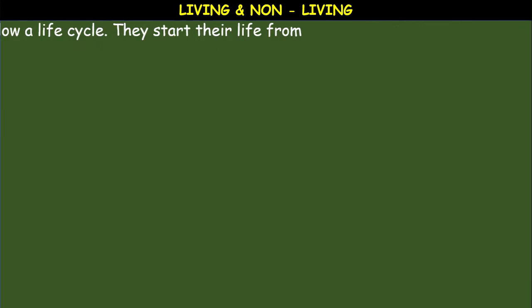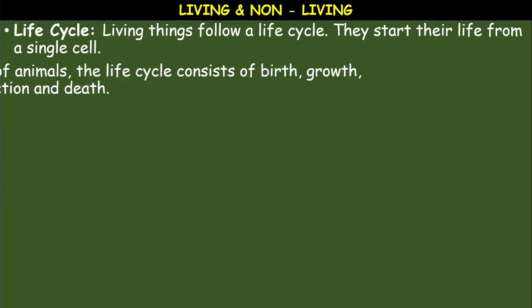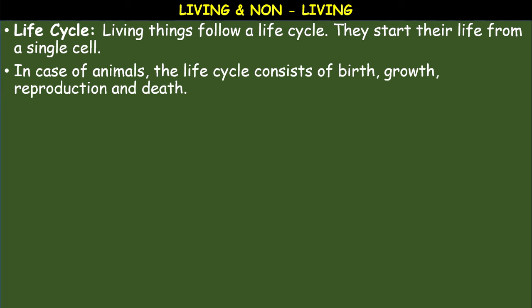Next, life cycle. This is one of the characteristic features. All living organisms, before they end their life, replace themselves with young ones. The life cycle means the living things follow a life cycle. They start their life from a single cell. In case of animals, the life cycle consists of birth, growth, reproduction and death.